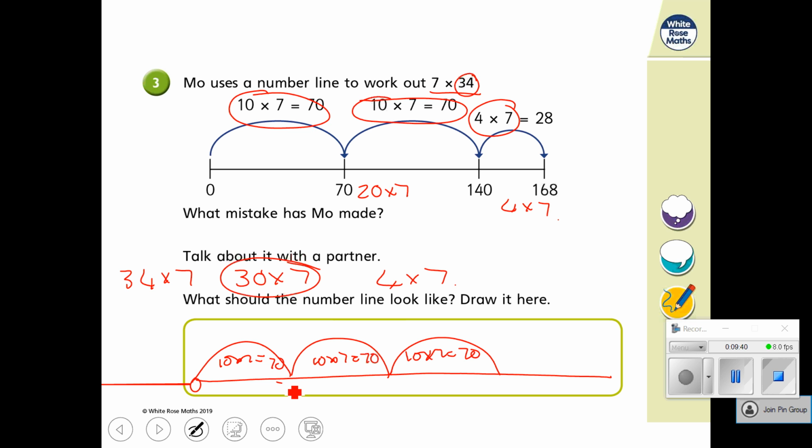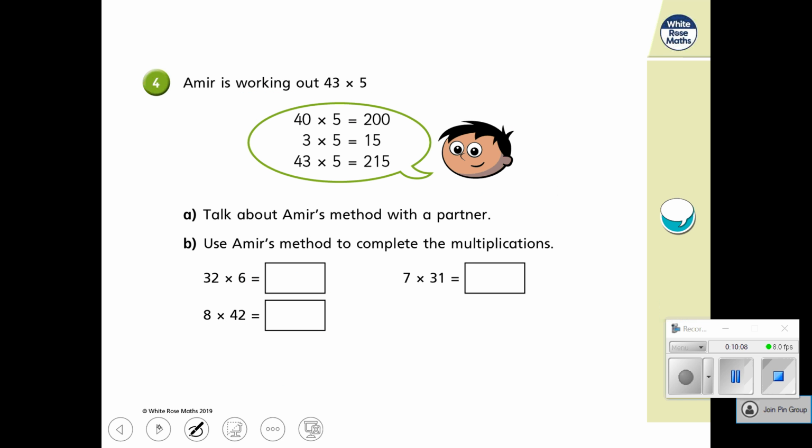So we've got 0, 70, 140, 210. And then Mo was right at the end to say 4 times 7 is 28. So we're going to add that onto our answer, and our answer is 238. 238. Okay, I hope you've got the hang of number lines now.